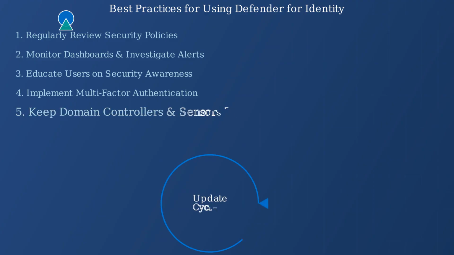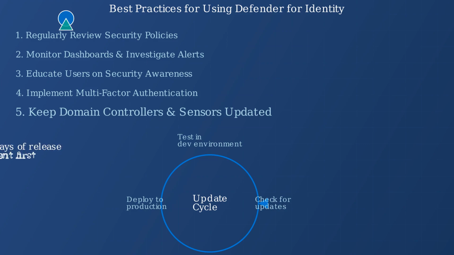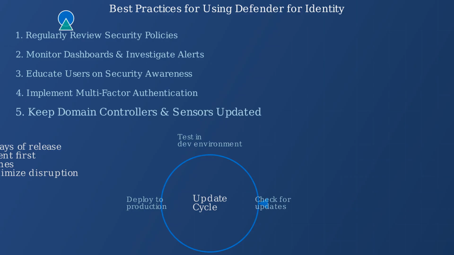Fifth, keep your domain controllers and Defender for Identity sensors up to date. Regular updates ensure you have the latest security patches and detection capabilities. Establish an update protocol that includes applying security patches within 30 days, testing updates in a staging environment, monitoring for sensor version mismatches, and creating scheduled maintenance windows to minimize disruption.